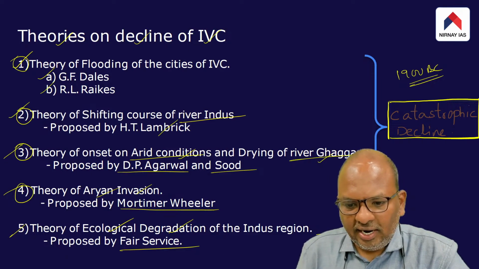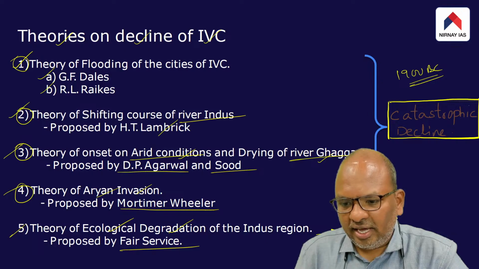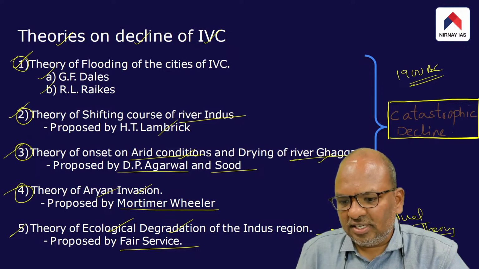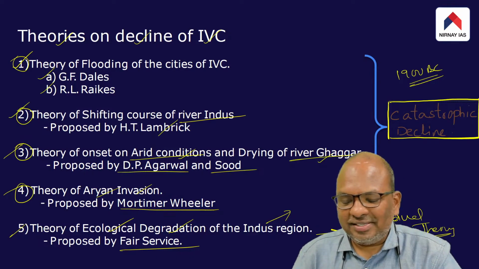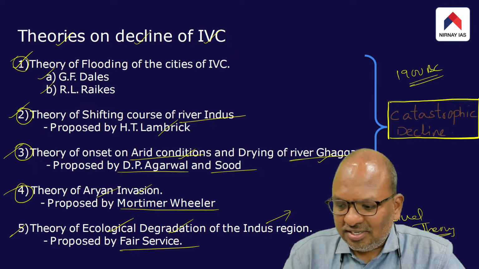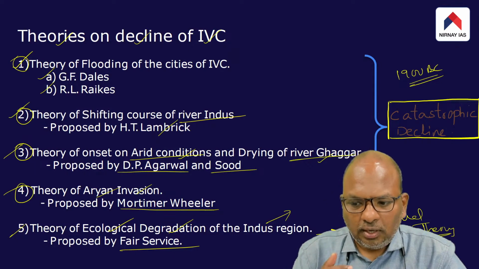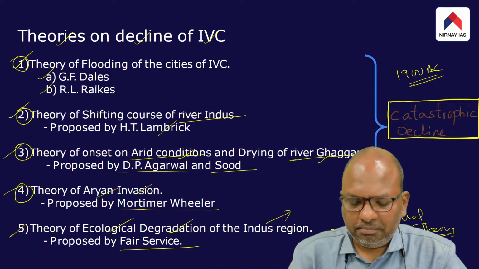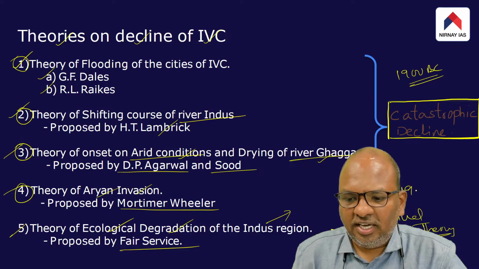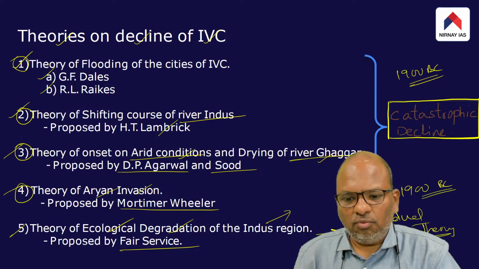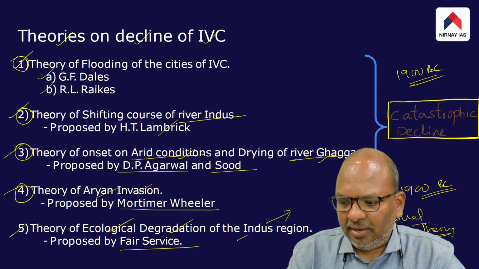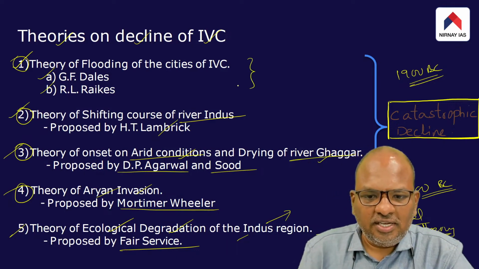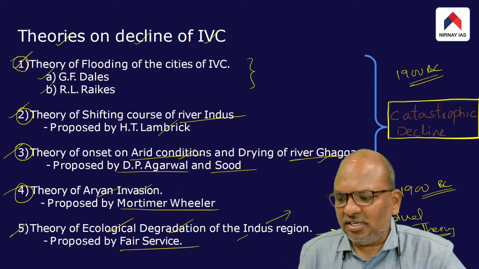The fifth theory, on the other hand, is referred to as a gradual decline theory. The fifth theory suggested that the decline of Indus Valley civilization was not a sudden phenomenon. It occurred over a period of time, and by about 1950, the entire Indus Valley civilization was deserted. That was the summary of the fifth theory. Now let us understand each of these theories in some detail.